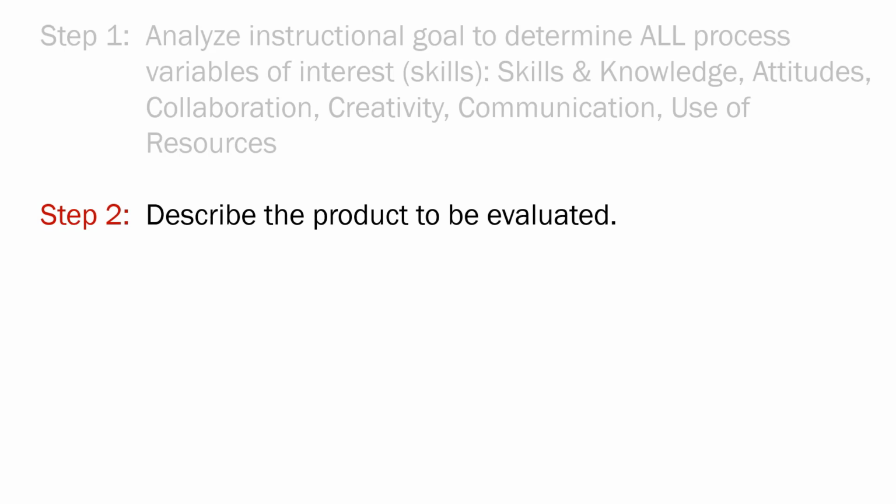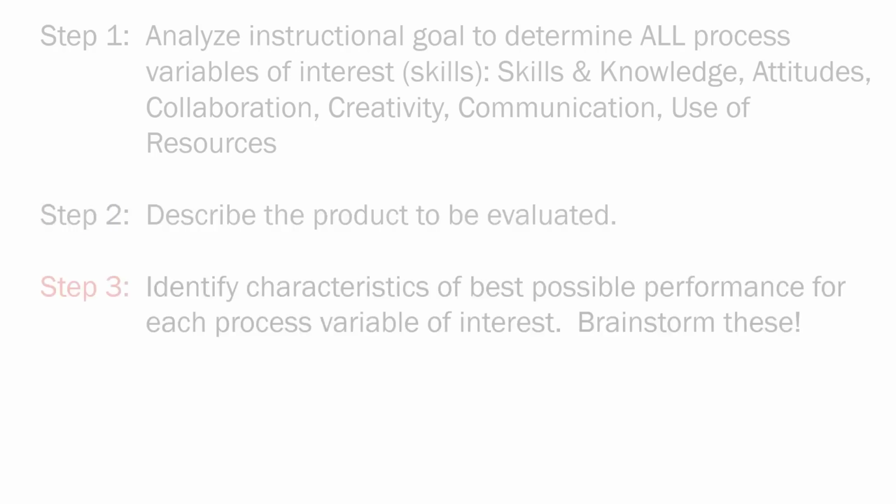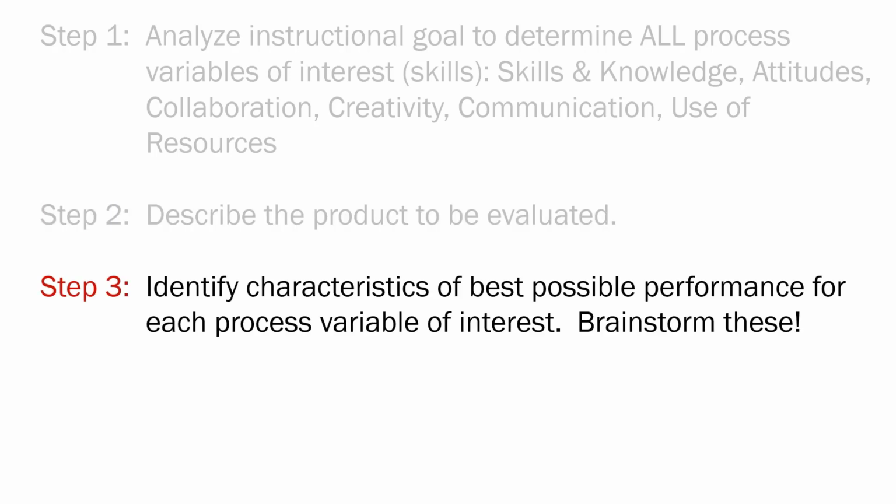The next step, so once you identify, well, this is what I want the students to be able to learn and apply in this product or in this project, well, then you need to describe exactly what you're going to be evaluating, what specifically. Identify clearly what a typical product might look like that you expect students to be able to create. Then you need to identify the characteristics of the best possible performance for each of the process variables of interest, and you need to brainstorm those.